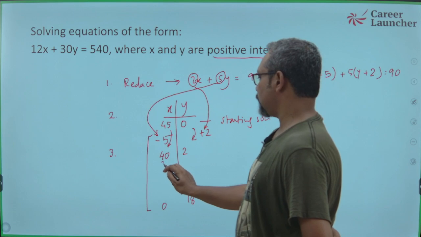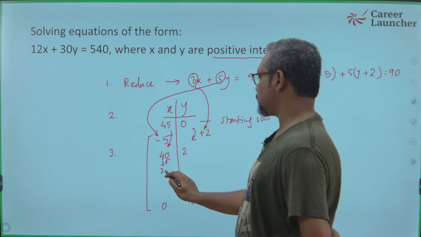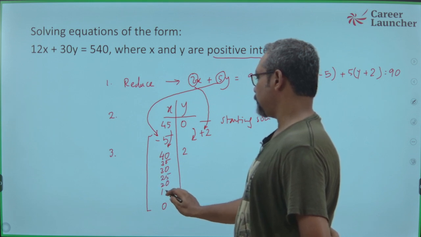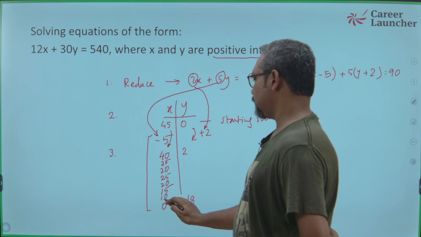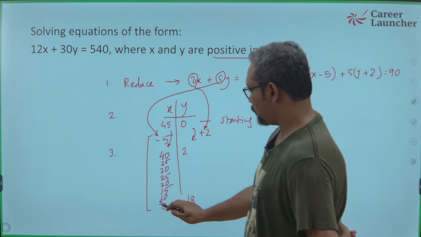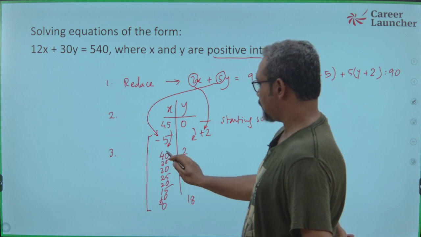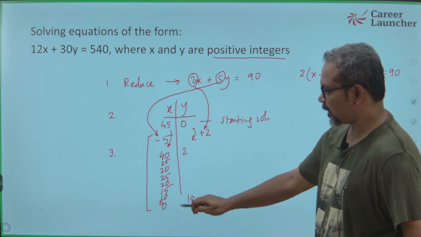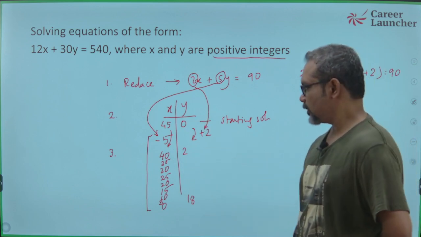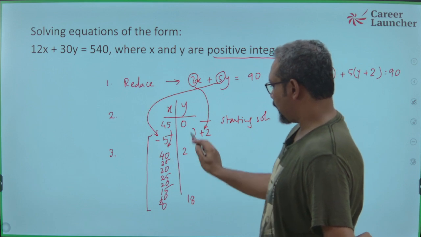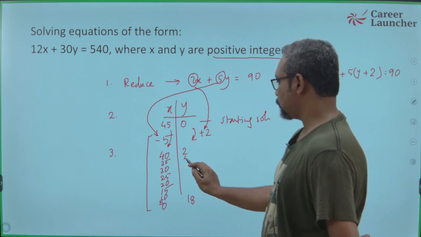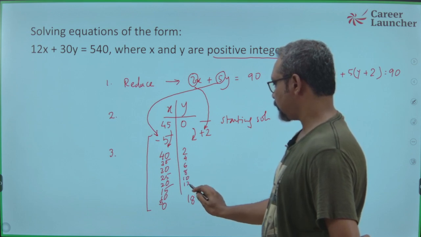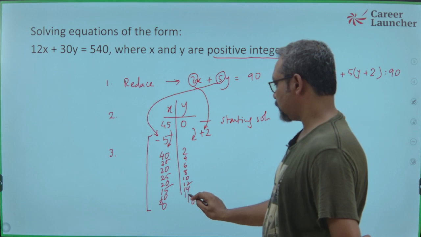The x values: 45, then 40 will become 35, then 30, then 25, then 20, then 15, then 10, and finally 5. So we have 1, 2, 3, 4, 5, 6, 7, 8, 9, 10 values. As we said that we can do this process 9 times, so that will give us 10 solutions. The other solutions for the y's would be, you keep on adding the 2. So 2, then 4, 6, 8, 10, 12, 14, 16 and 18.